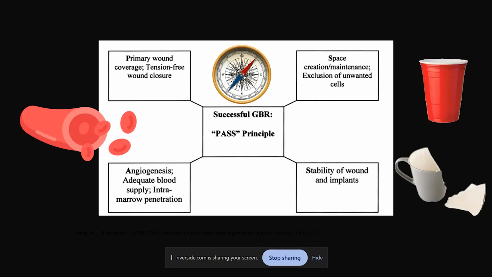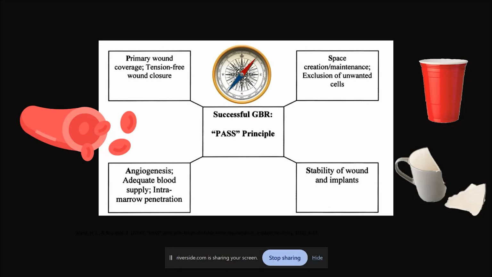When you have a bad result, step back. Ask: which one of these steps did I screw up? Which one did I miss? Which one did I miss the mark on that caused this bone graft to fail? And you will often be able to boil it down.